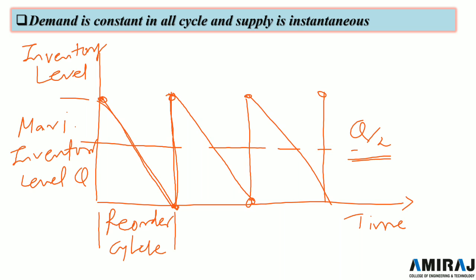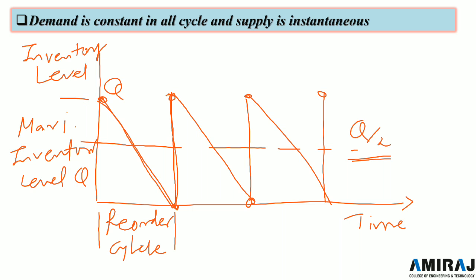Now the figure shows the behavior of the inventory system during the given period of time. At the starting of the period, the inventory is maximum and it is termed the order quantity, capital Q.